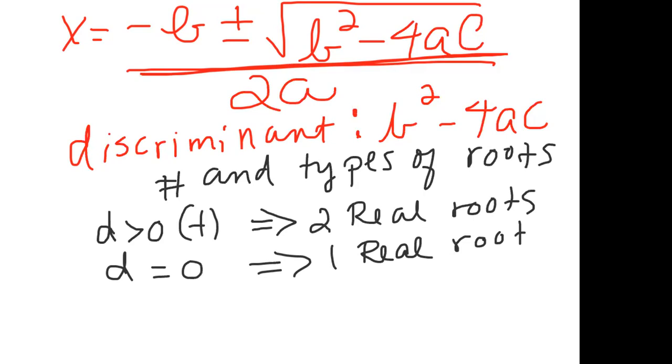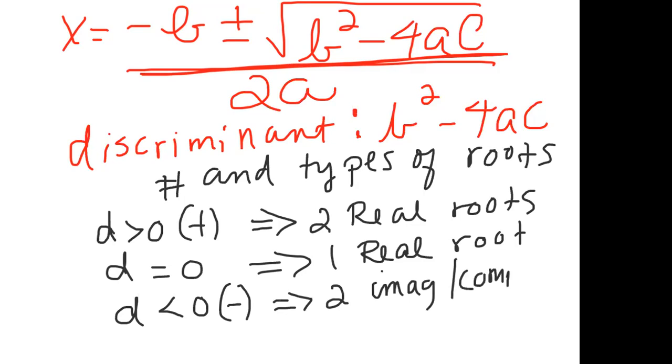And then the third case for the solutions is this. If you work out the discriminant, you get a value that is less than 0, as in it's a negative value. This will produce 2 imaginary or complex roots to the quadratic equation. 2 imaginary or complex roots, guys. So pretty much there's 3 types of solutions to these quadratics, guys. 2 real roots, 1 real root, or the third case is where you have 2 imaginary or 2 complex roots.